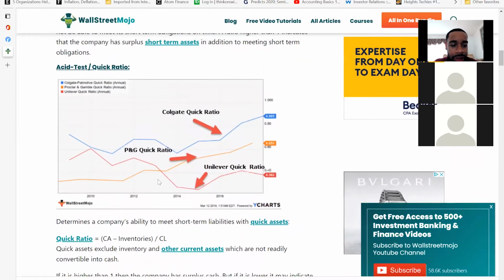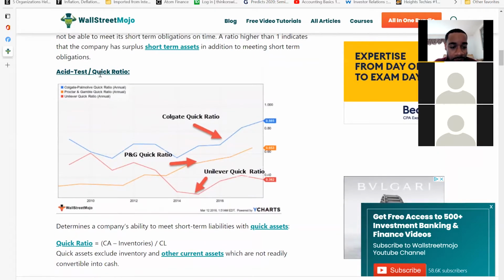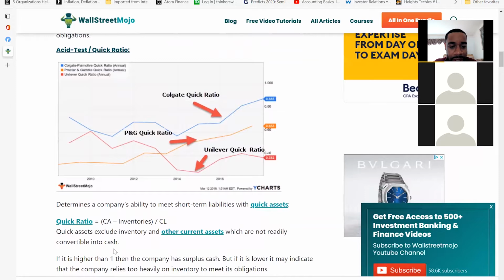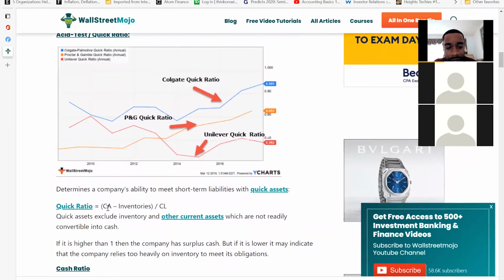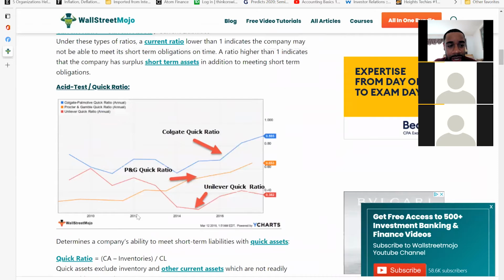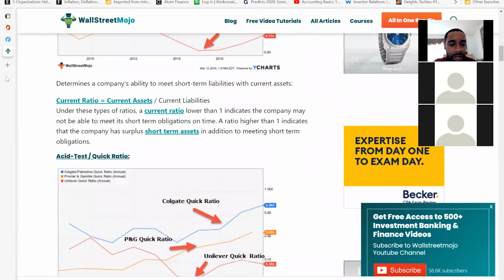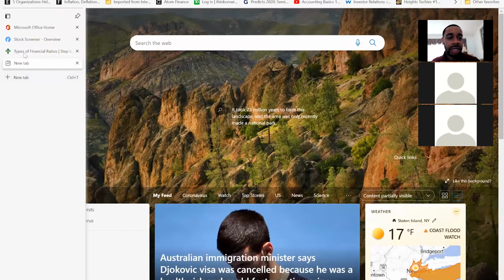So now we have what they call the acid test, the quick ratio, right? This is also another ratio that determines a company's ability to meet short-term liabilities with quick assets. Quick assets are your current assets minus inventories. So let's get a nice definition for what current assets are.